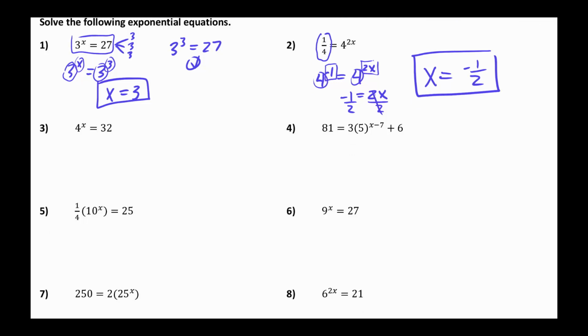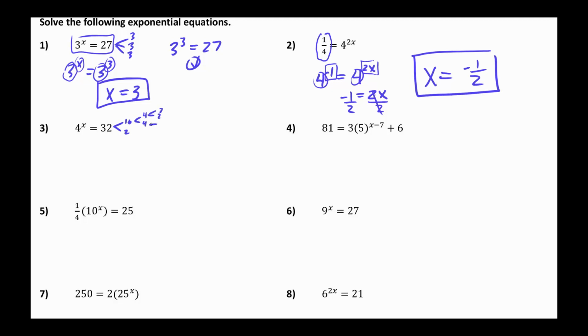Let's try question number 3. 4 to the x equals 32. I don't know if there's really a nice way to rewrite 32, unless I break it down. It's certainly not like 4 squared. Sorry, 4 times 4 is 16, and if I multiply that again, I can't get 32. But if I break this down, 16 and 2, 16 is 4 and 4.